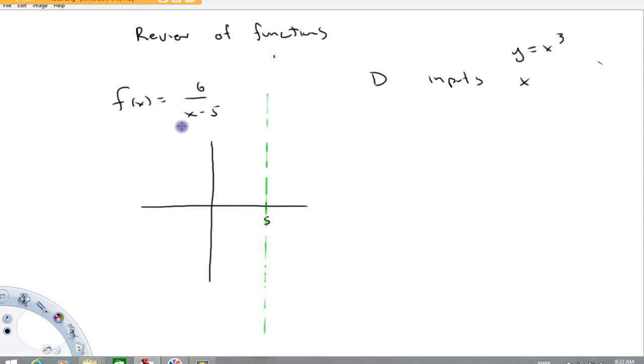Well, I'm going to start with this. If I put 0 in, this would be gone, and y is going to equal minus 6/5. So I'm just going to put that in here. There's a point on here: 0, minus 6/5.